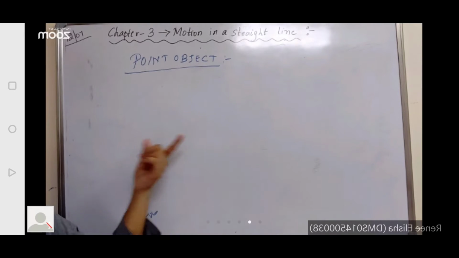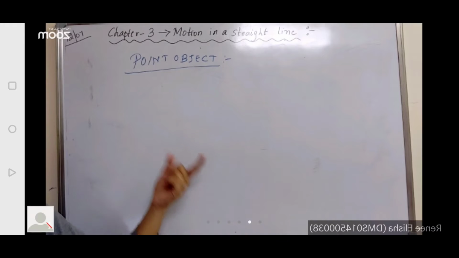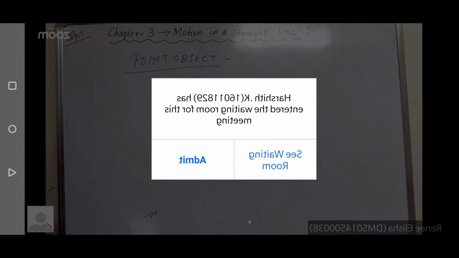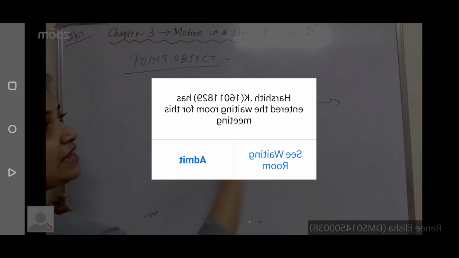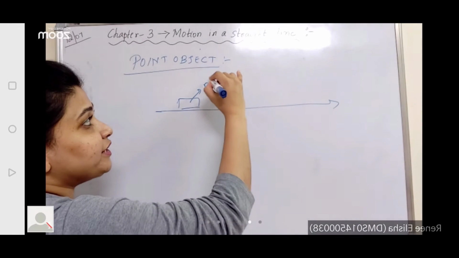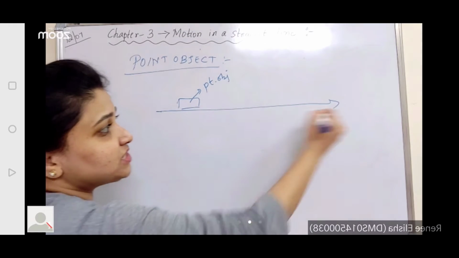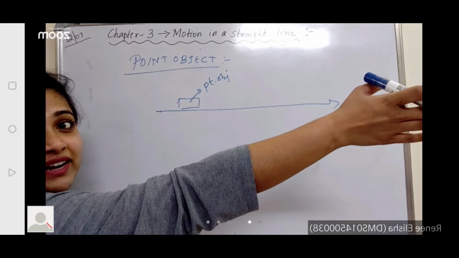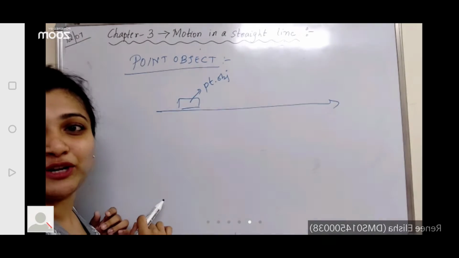An object is considered as a point object if the size of the object is much smaller than the distance it moves in a duration of time. Now example, if I take one train here. There's a train. It is on a journey on a big railway track. So I say that this train acts as a point object with respect to its track. It is much smaller than the track or distance that it is traveling, right? So this train becomes a point object there.